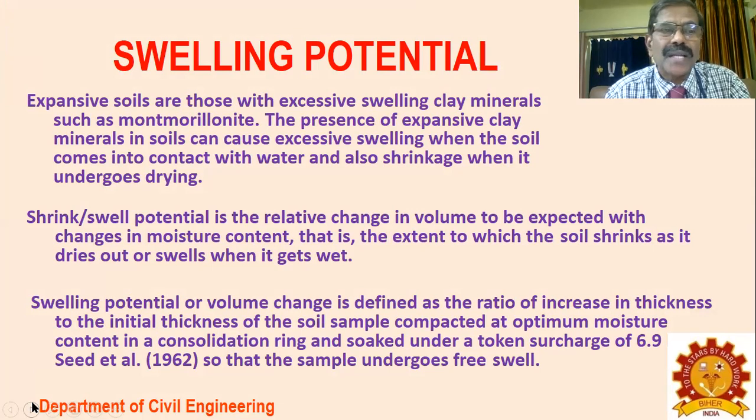The swelling potential is found in those soils which contain excessive swelling clay minerals, such as montmorillonite. The presence of expansive clay minerals in soil can cause excessive swelling when the soil comes into contact with water. So shrinkage as well as swelling both will happen depending upon the moisture content. Swell potential, or the volume change, is defined as the ratio of increase in thickness to the initial thickness of the soil sample of a fixed dimensional size of the specimen.